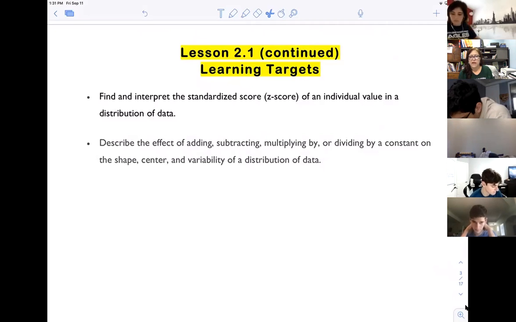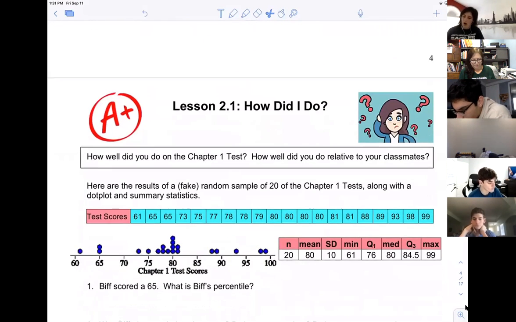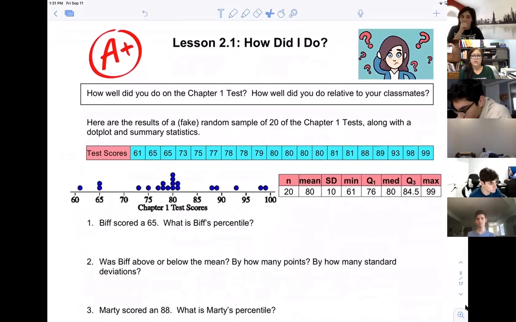So you may have seen exercises associated with the second learning target in other contexts. And I know I usually do it with my 9th graders. So what we're gonna do is we're gonna look at some fake data.